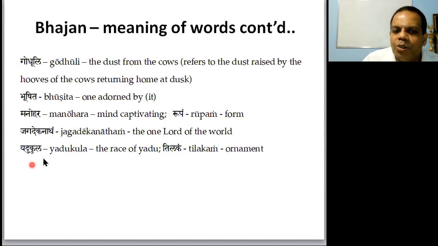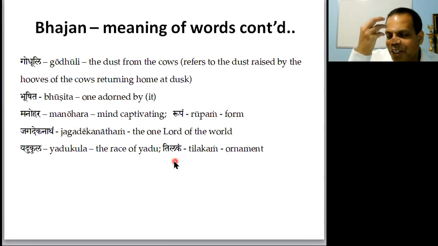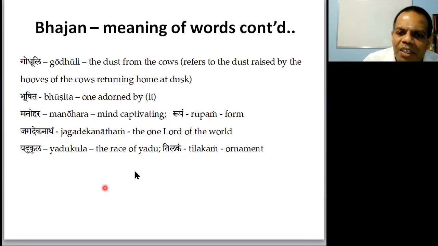Okay. Yadu Kula Tilakam. Tilakam is the red dot which you wear on your forehead, or any ornament you wear on your forehead is also called Tilakam. So Yadu Kula Tilakam means he is the one who is like the jewel or decoration you place on your forehead. So that means he's the leader. He's the one who makes it beautiful. Because of him, the entire clan became well known. So Yadukula Tilakam.